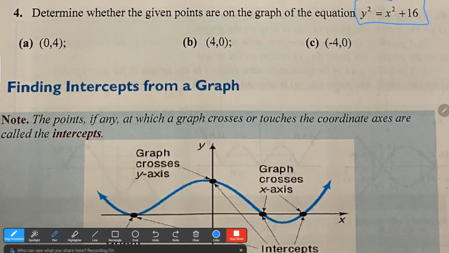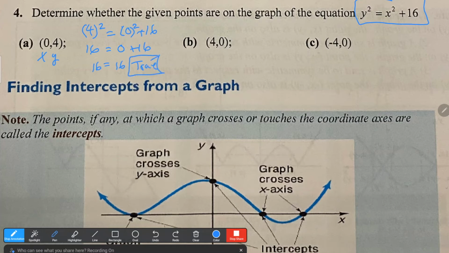If this is our potential x value and this is our y value, we can just plug it in and see if it actually works. So we've got y squared, so that's 4 squared is equal to 0 squared plus 16, which is 16 is equal to 0 plus 16, which of course is just 16, so it's true. All right, so what we can say is this point is on the graph.